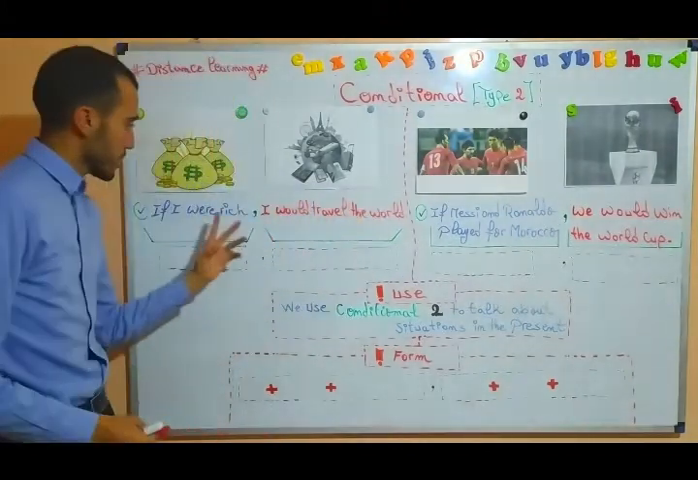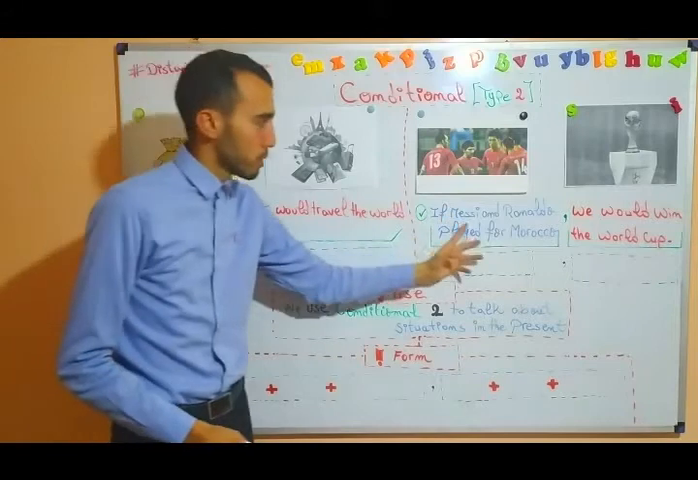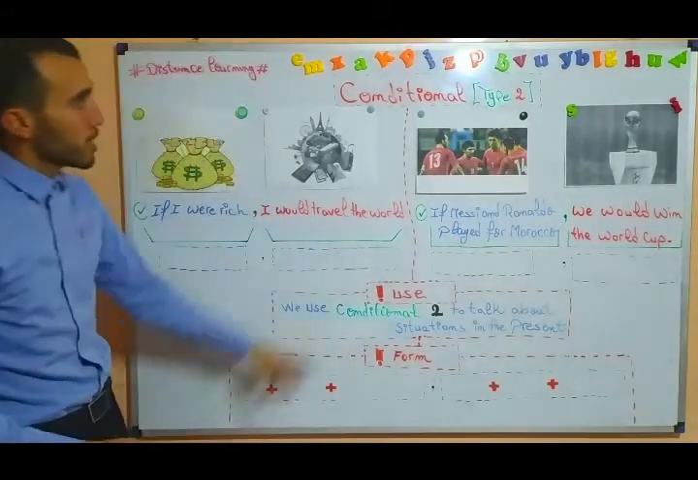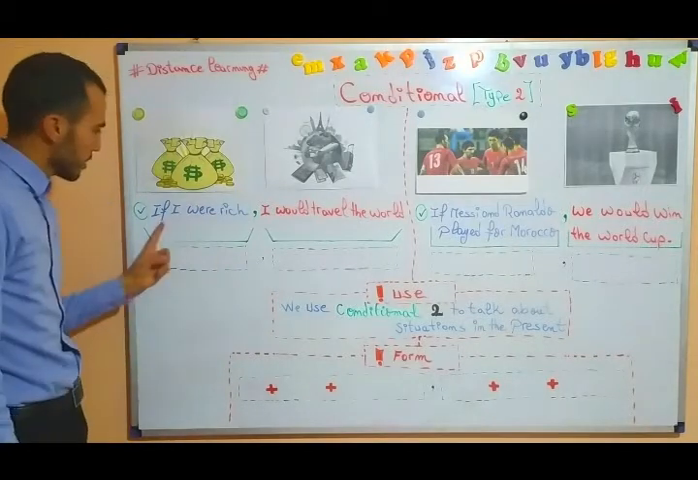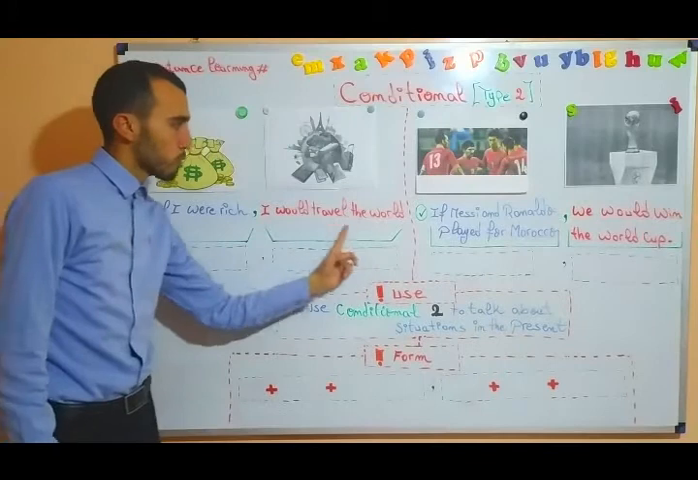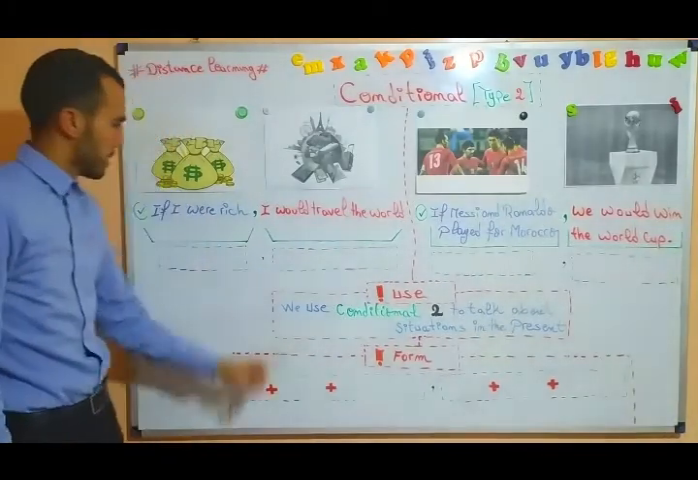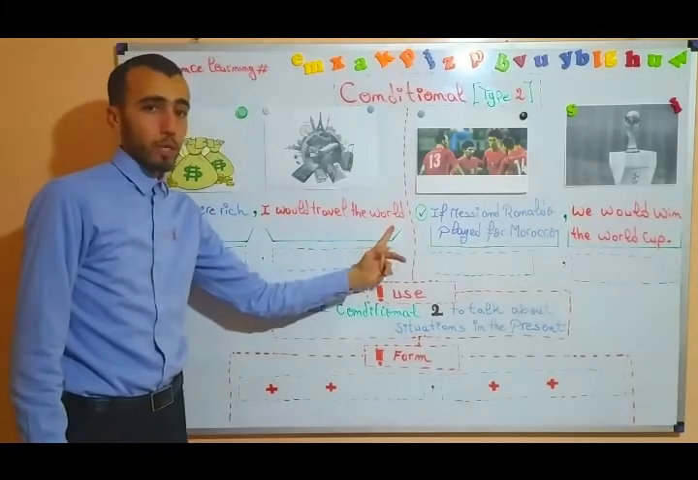So these are two examples of conditional type 2 sentences. Let's look at the first example. It says, if I were rich, I would travel the world. If I were rich, I would travel the world.